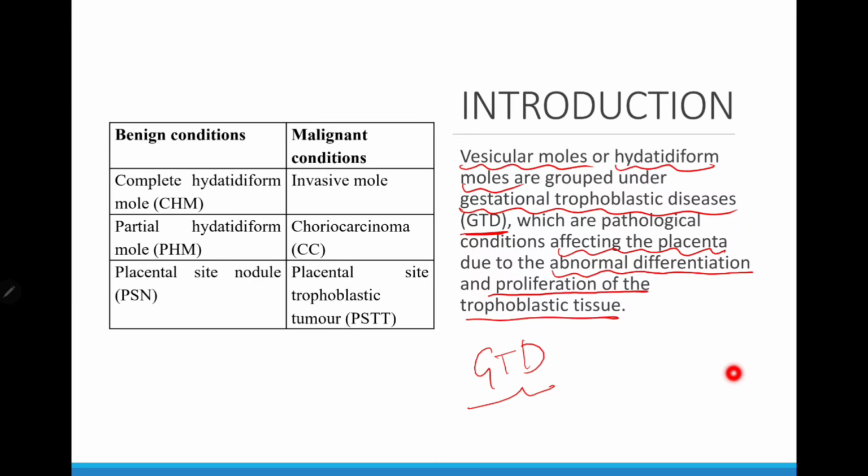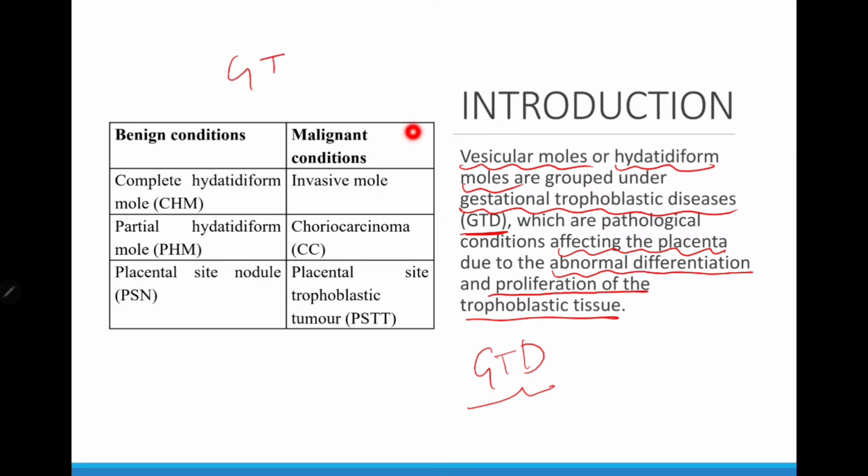So basically, what is the main pathology behind GTDs? There is abnormal differentiation and proliferation of the trophoblastic tissue. So this vesicular mole or hydatidiform mole is under what category? They are grouped as GTD, and these GTDs affect the placenta. Why is it affecting the placenta? Due to abnormal differentiation and proliferation of trophoblastic tissue.